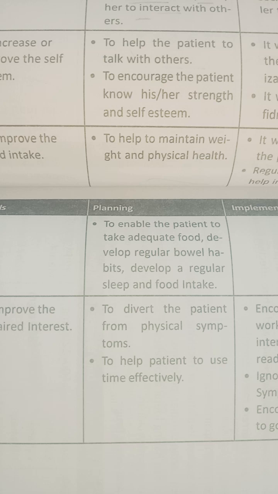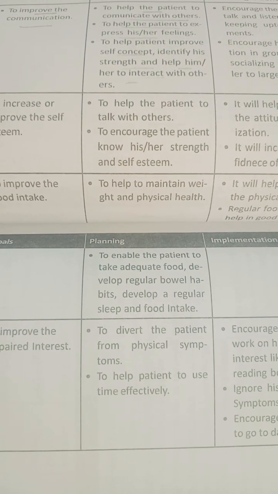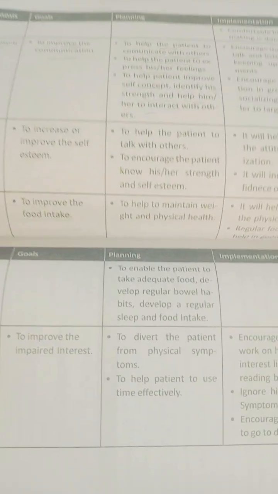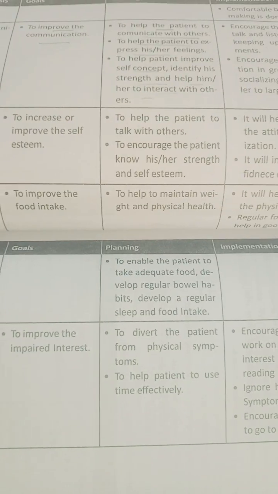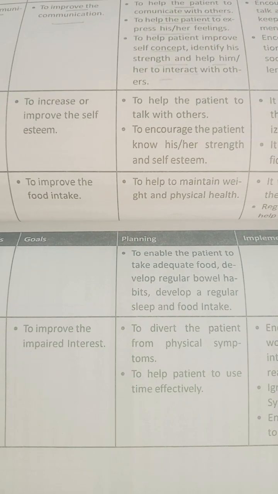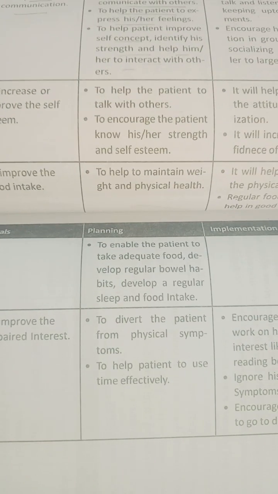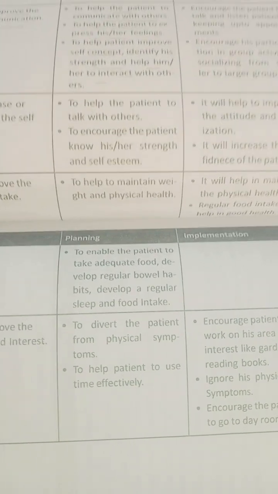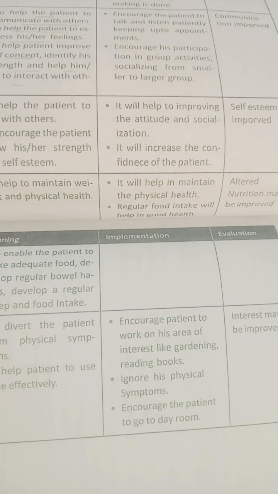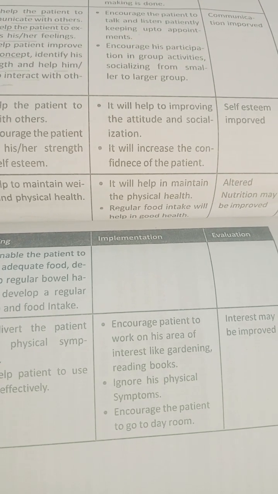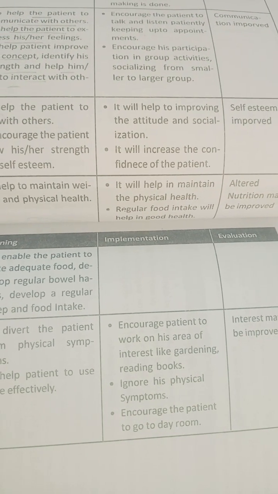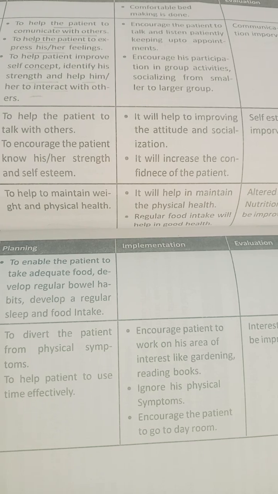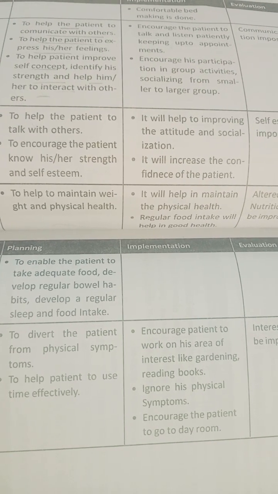To divert the patient from physical symptoms, always divert the patient. To help the patient to use time effectively, because time can be very important to overcome the physical health problems of the patient. So always help the patient to use the time for group participation, talking with others, like this. Encourage the patient to work on his area of interest, like gardening, reading books. For example, he or she is good at reading, that means he or she should be provided some good books that can boost their confidence, and loneliness can be improved.